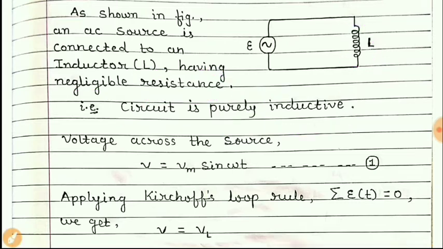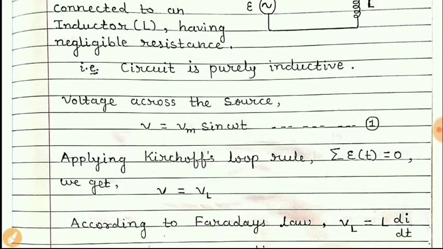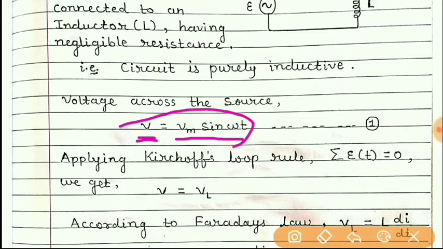So for such type of inductive circuit, supply voltage V is equal to Vm sin omega t. As usual, we have taken the same for resistor connected in AC. So from this supply, we get the voltage V is equal to Vm sin omega t.